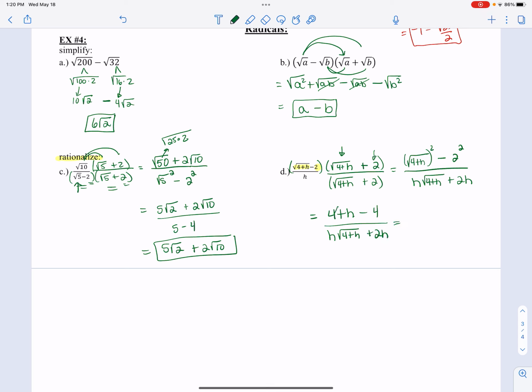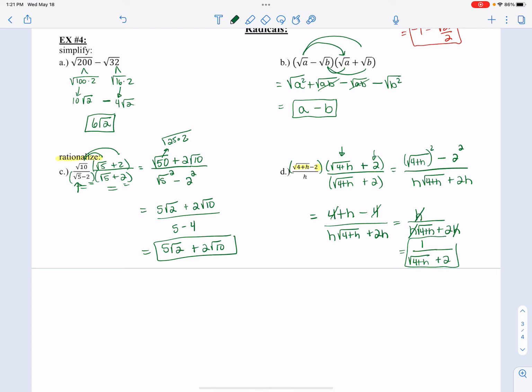Now on top, 4 minus 4 is 0. I end up with h over h times the radical, and 2 times h. And hopefully you see all those h's will cancel each other out. Be careful. Again, I know sometimes people just want to do that. You cannot divide out of just one term. You have to do them all. They all get divided by h, so that one would go as well, which would leave me with 1 on the top and that on the bottom.